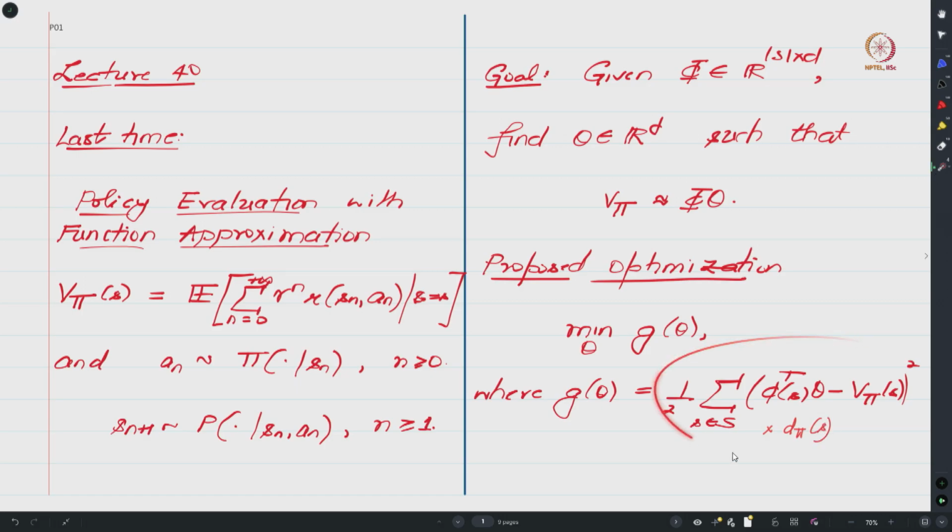So we said let us look at this optimization problem over here, where the sum is over s and the sth term here is multiplied by d pi of s, and this is the error between the sth coordinate of phi theta, which is phi s transpose theta, minus v pi of s. So we look at the difference and square it and then multiply it by d pi of s. You can think of this as a weight. So if the stationary distribution of the Markov chain induced by your policy pi assigns more weight to a state s, then we prefer that this error be small, whereas if it assigns a small weight to a particular state s, then it is reasonably fine if this error is large.